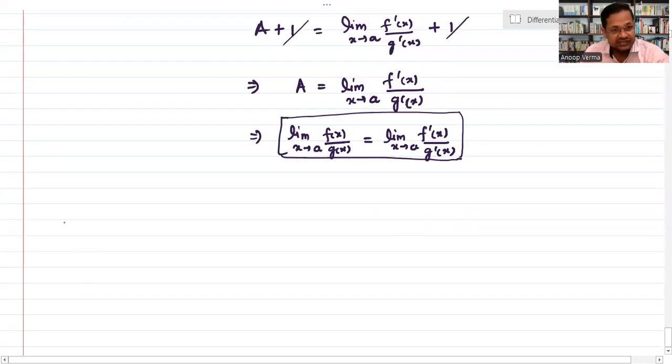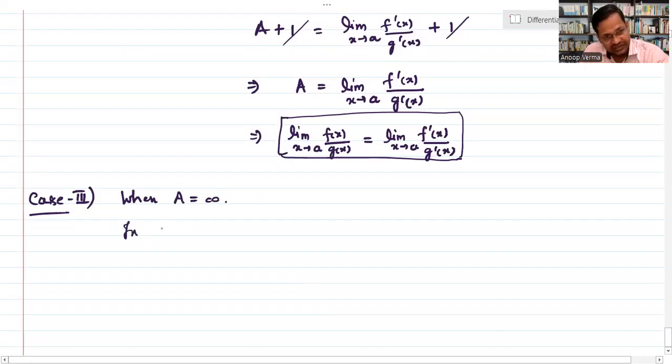Can we apply this in the case of infinity? Let's discuss that also. Case third, when a is just equal to infinity. So in this case we can take the reciprocal, because the reciprocal will be equal to 0, and we have already studied the case of 0.